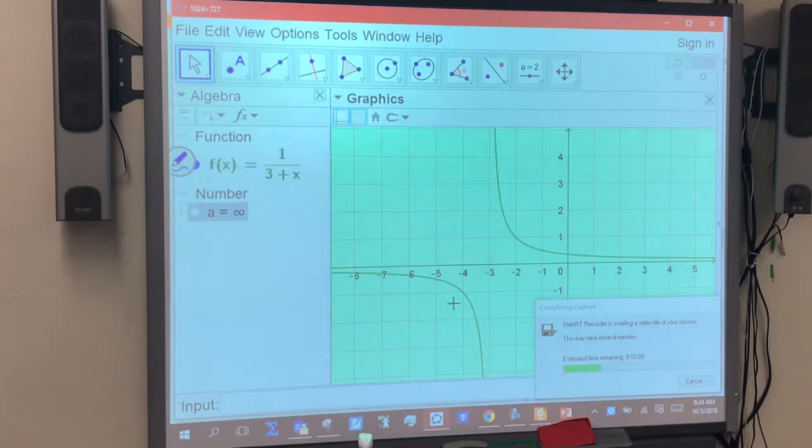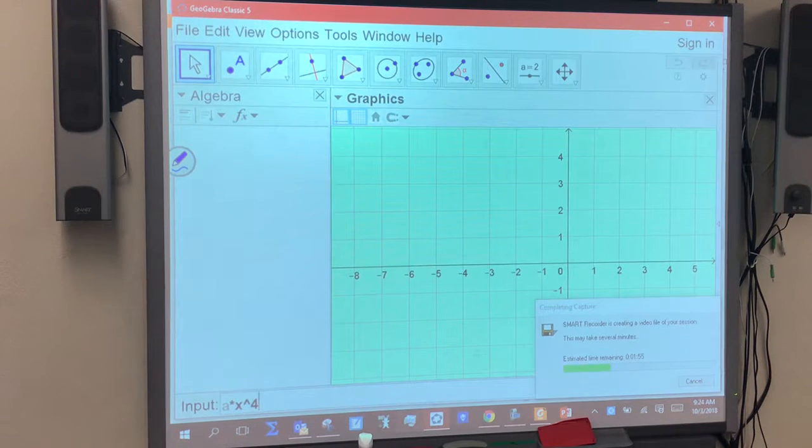Okay? So I just want to create real quick a function that I can kind of mess around with. So don't write this down, but just kind of watch.